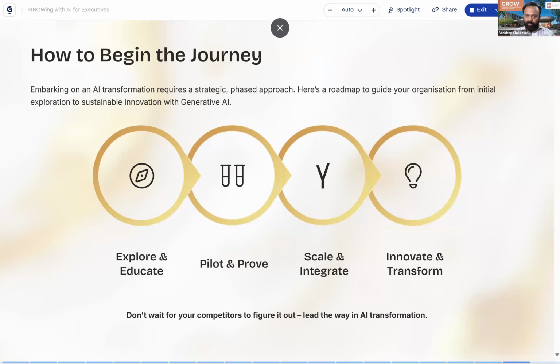Now, how do you begin your journey in this case of GenAI? First thing is that you explore and educate yourself. One thing I always say, if you have a question and you do not know the answer, you ask it to ChatGPT. ChatGPT or any model you are using, GenAI or Claude Sonnet, whatever, or DeepSeek, does not matter. I'm not talking about the model. I'm talking about you, how you learn.